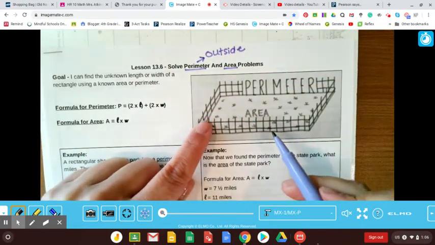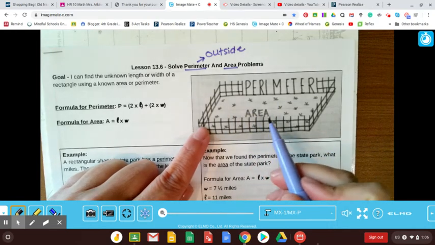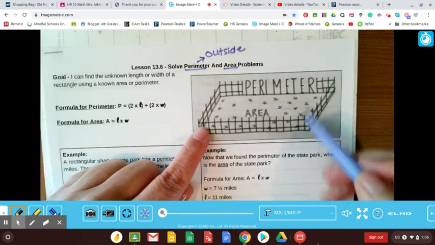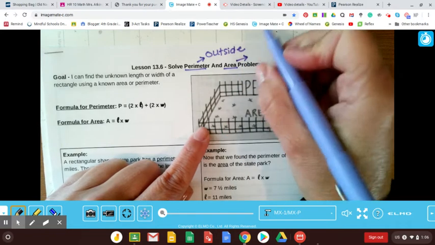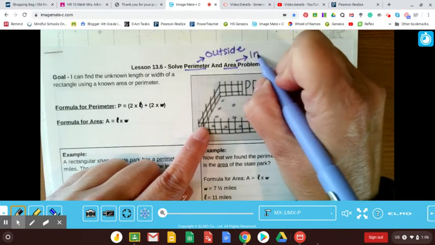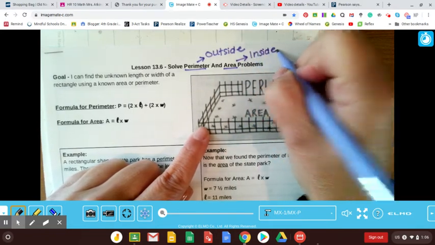And then we have the area. The area is the inside part, right? Think of an area rug, right? It's the inside part that takes up space. So I'd like you to write inside.